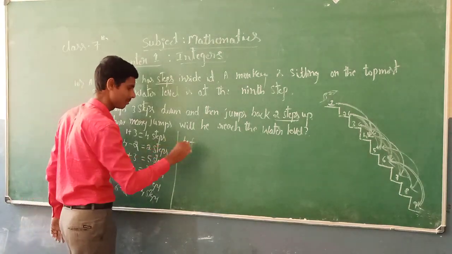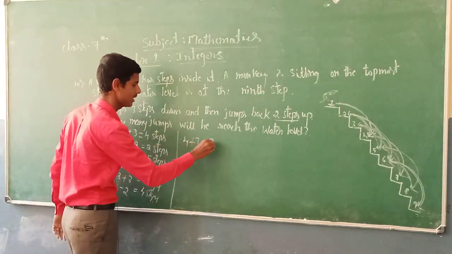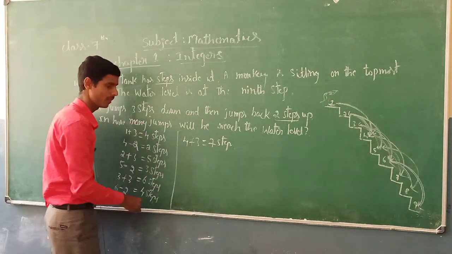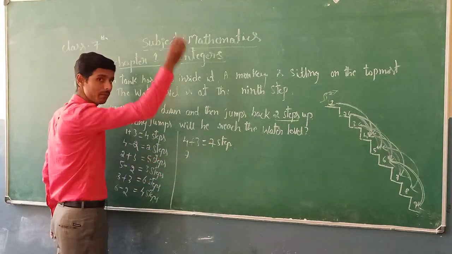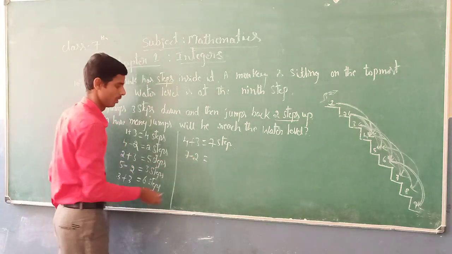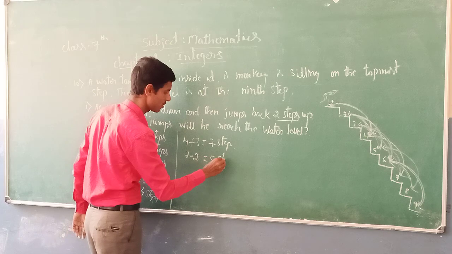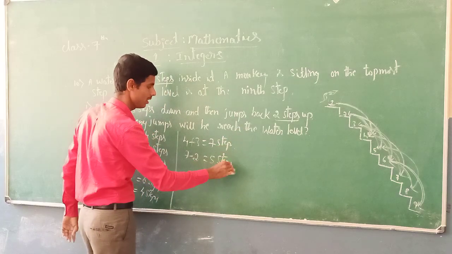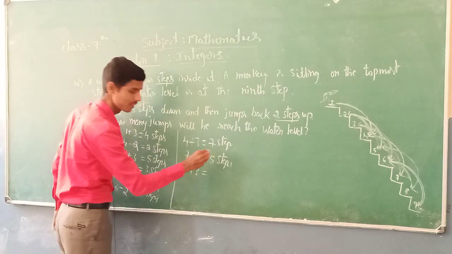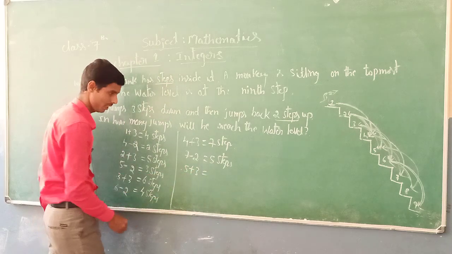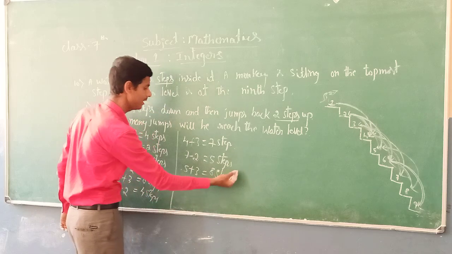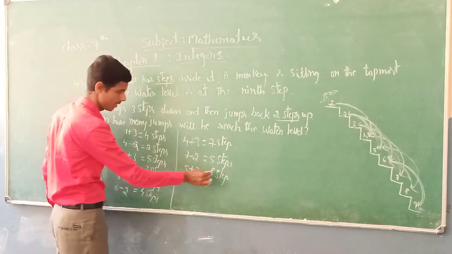4 plus 3 downwards. 4 plus 3 is the seventh step. Right? Again move upwards. Minus 2. 7 minus 2 is 5. Fifth step. 5 plus 3 is equal to 8. Eighth step. Next.